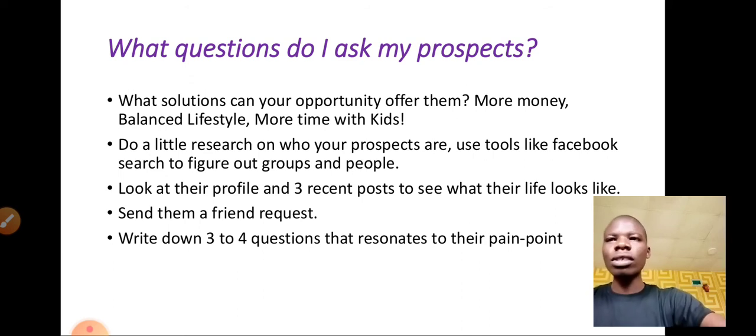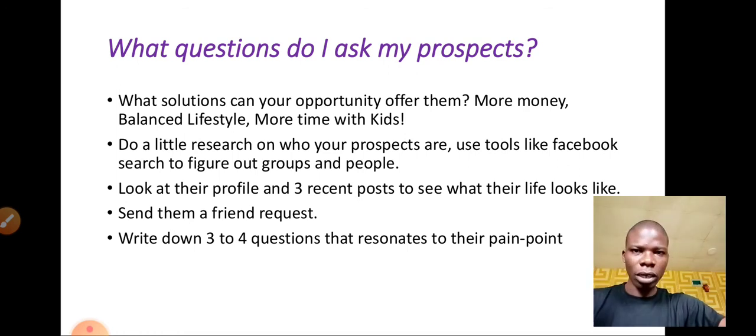Okay, and how to do this is to do a little research on who your prospects are using tools like Facebook search to figure out groups and people. If you go through the copywriting video, you saw how we used Google to do this, but you can still do that with Facebook search also. But I think the best way to go about that is using Google search. And when you do that, you will see questions people ask. But when you do that with Facebook, you would at least see the kind of persons that you have out there. Since this is a Facebook marketing course, you can look at people's profile by searching out a particular keyword.